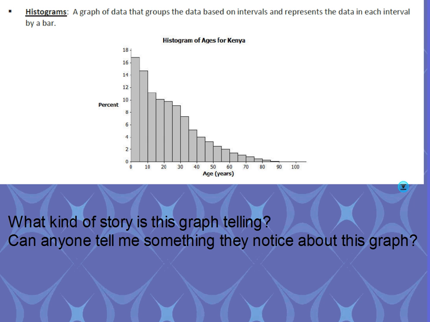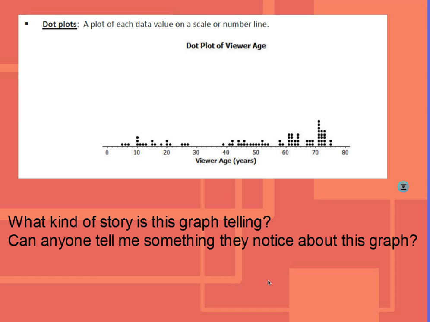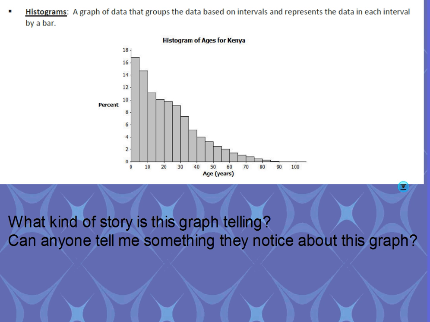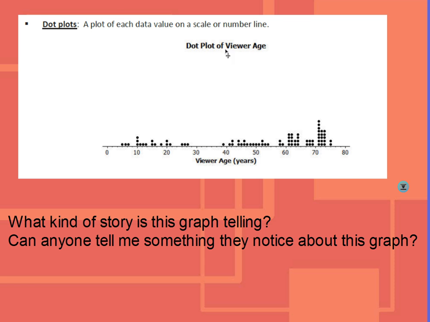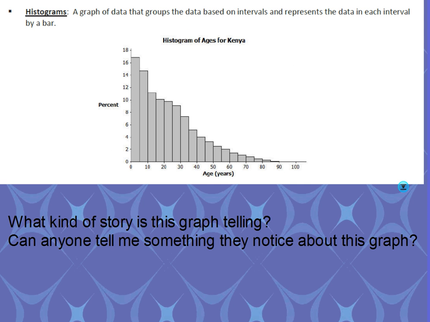Okay, so go back. What type of graph is this? Everybody on 3. What type of graph? 1, 2, 3. Dot plot.